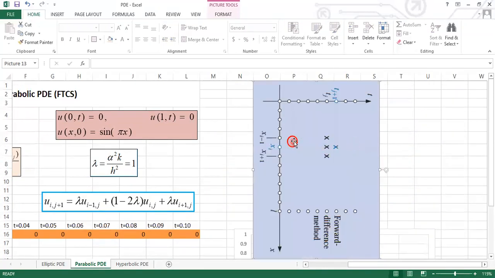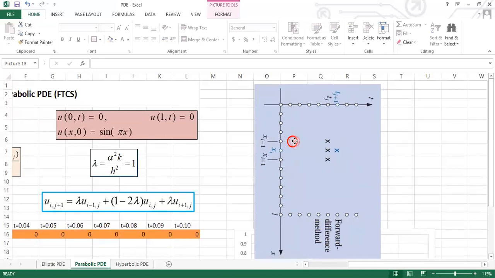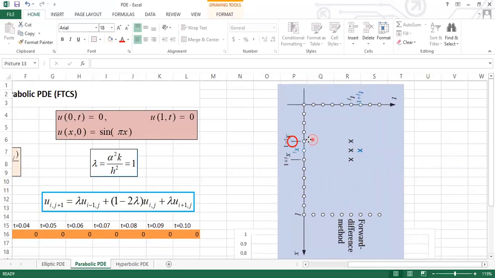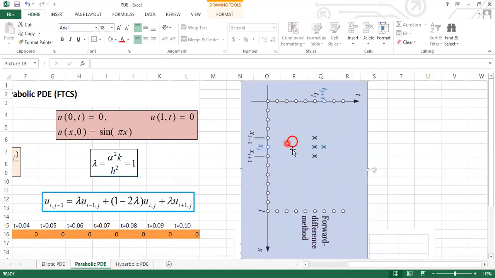So now the t-axis is looking towards the right side, and the x-axis is looking towards the bottom.